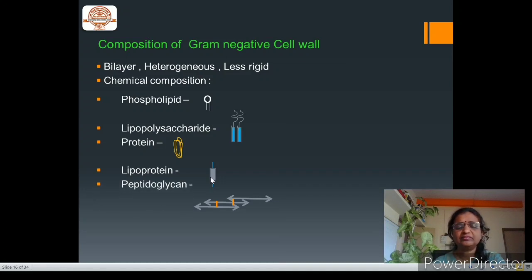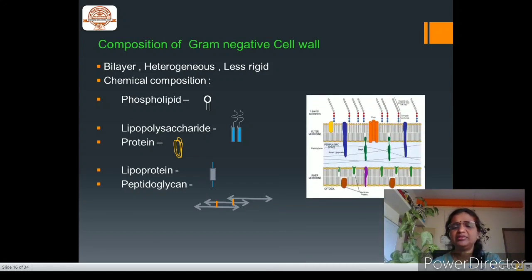And the last component present is peptidoglycan. It is present in a very small percentage as compared to the gram positive cell wall. So this is the peptidoglycan. Here the nature of peptidoglycan is similar to that of the gram positive cell wall with a few minor differences.